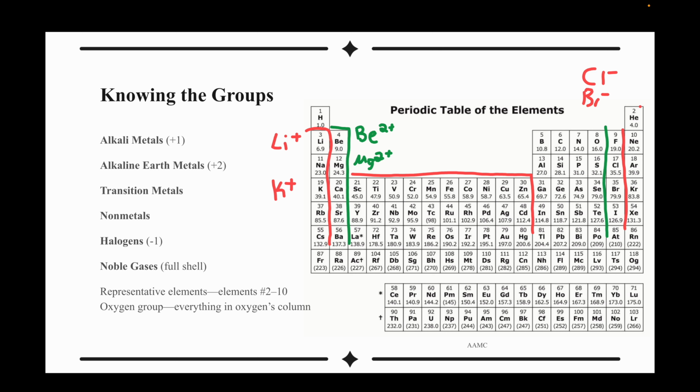And then finally, everything in the rightmost column on the periodic table is the noble gas group. What you should know about the noble gases is they have a full shell of valence electrons, and therefore they are very non-reactive. The AAMC also wants you to know about the representative elements and the oxygen group too.